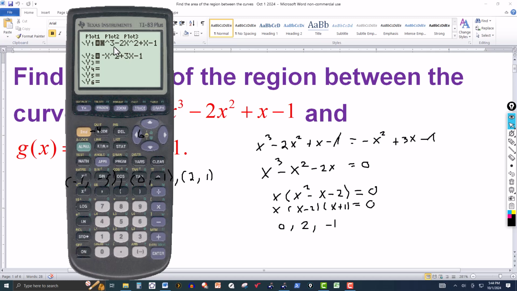I've already entered the functions. This is your cubic here, your parabola. I had graph here. That's what the graph looks like. So you can see that out here you can't really tell, but there's a region here. There's a region over here. So we're going to need two integrals. One to get this area here on the left, and then another definite integral to get this larger area. And then the sum of those will give me the total area.